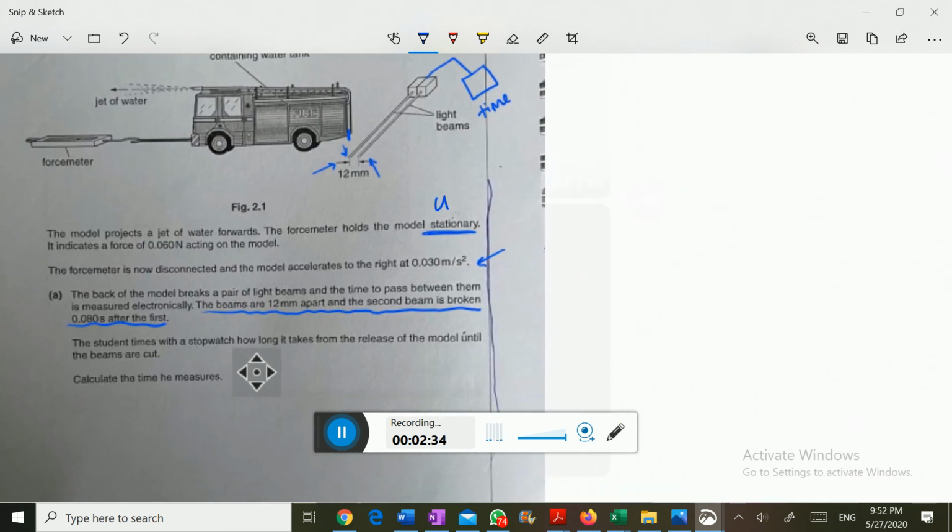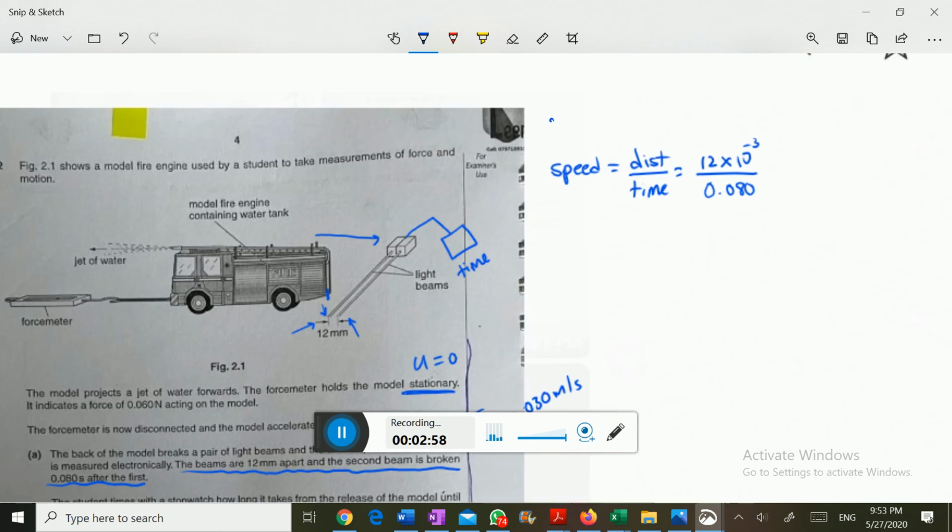Initial speed was 0, right? The initial speed was 0. Acceleration is given as 0.030 meters per second squared. When the model is released, it starts from 0 here. Then it will move to cut the light beams. So we can find the final velocity here. This speed is the final speed, or final velocity, when the model fire engine cuts the light beams.